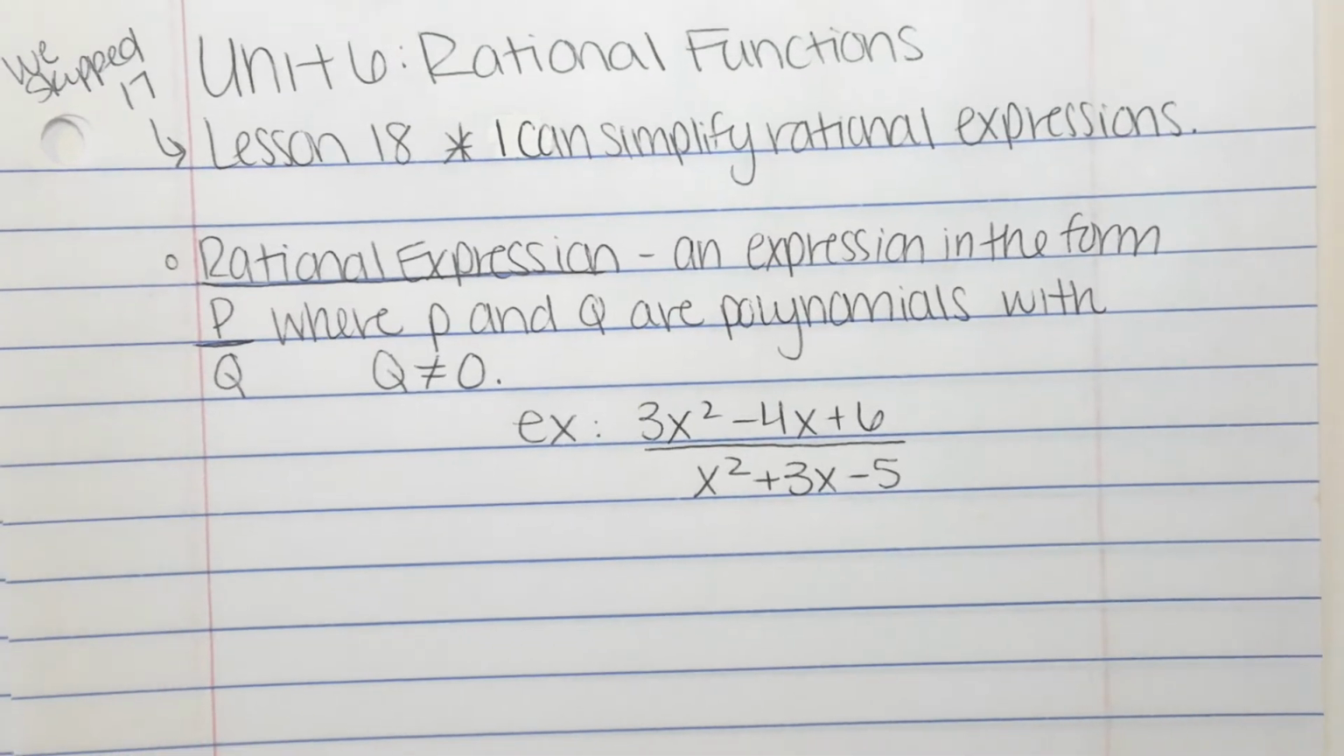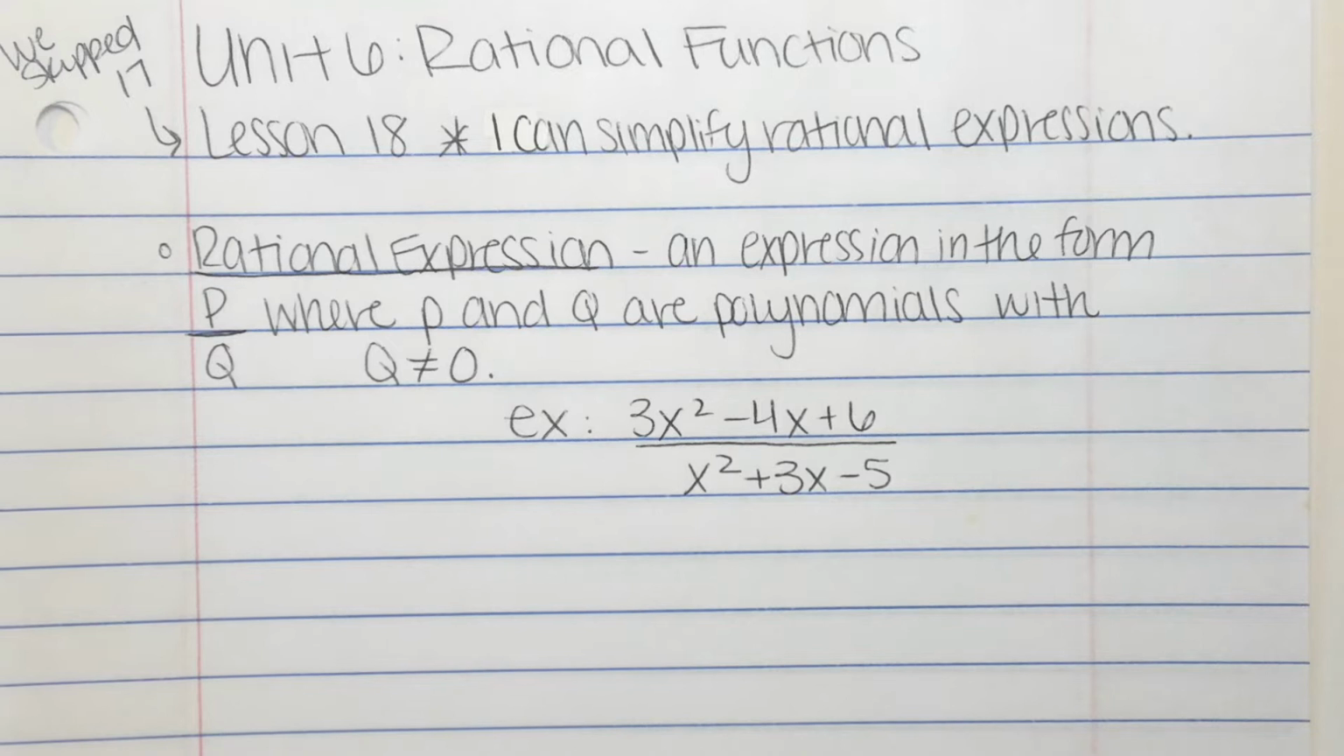So first we have the definition of a rational expression. It's an expression in the form of P divided by Q, where P and Q are polynomials with Q not equal to 0. And there's a little example. We have a polynomial over a polynomial.